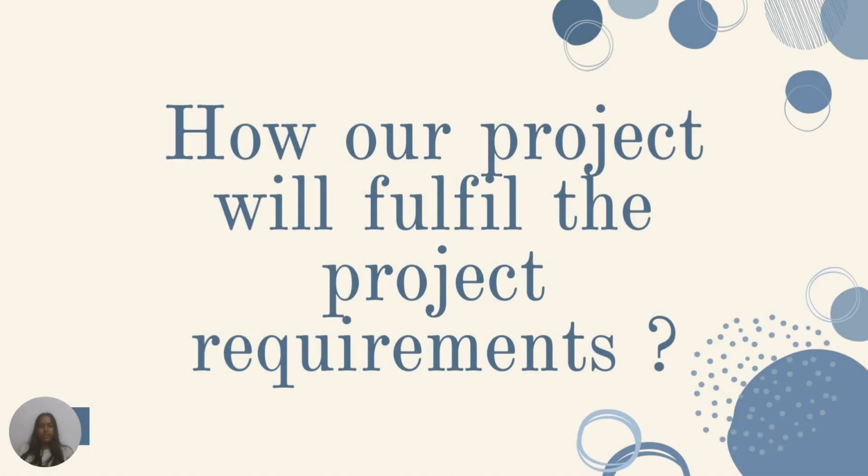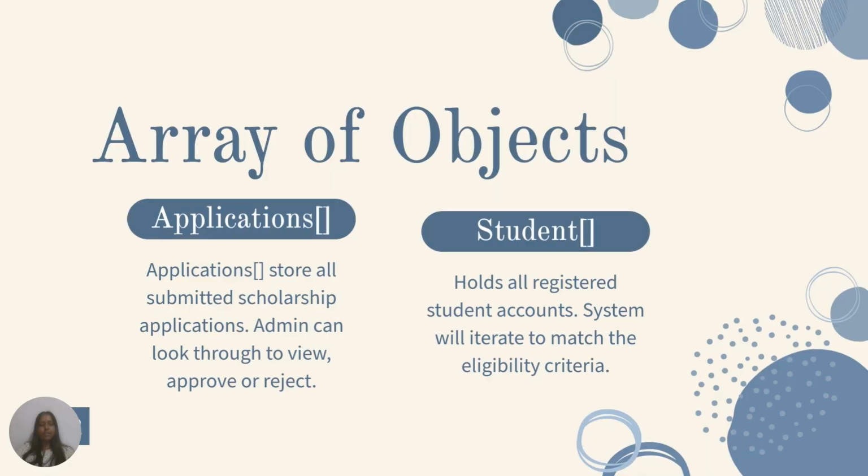Hello everyone. On my part, I would like to explain how our project will fulfill the project requirements, which are six types of OOP requirements. First of all, I will start with array of objects. For example, I choose the applications array, which will store all the submitted scholarship applications, so that the admin can look through to view, approve, or reject the scholarship.